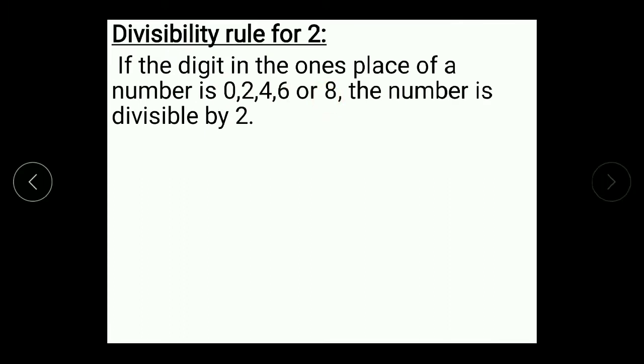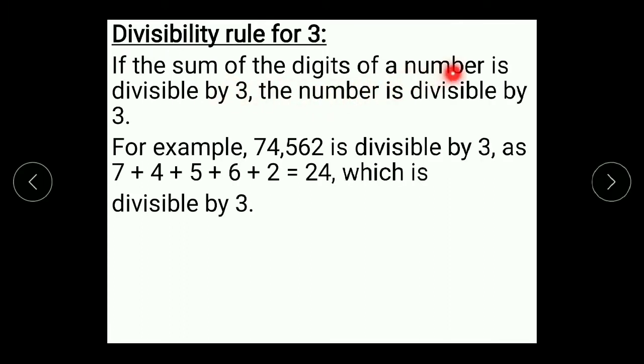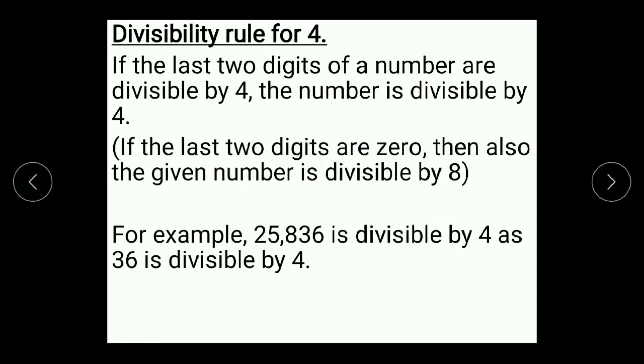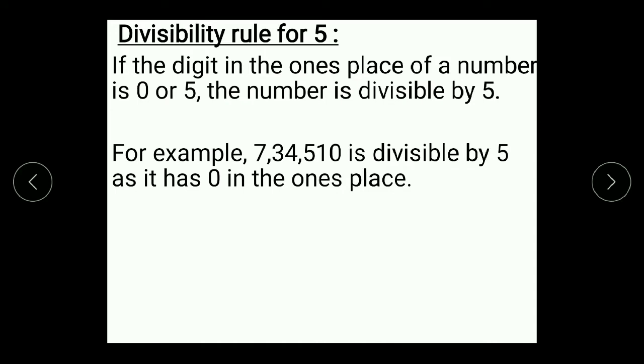If the sum of the digits of a number is divisible by 3, then the number is divisible by 3. If the last two digits of a number are divisible by 4, then the given number is divisible by 4. If the digit at the ones place is 0 or 5, then the number is divisible by 5.